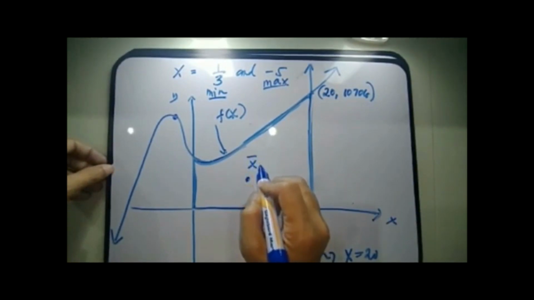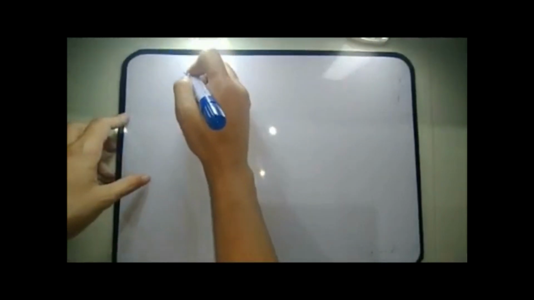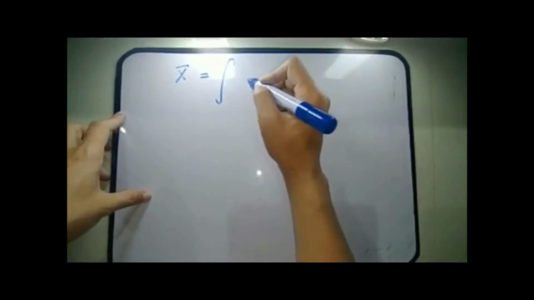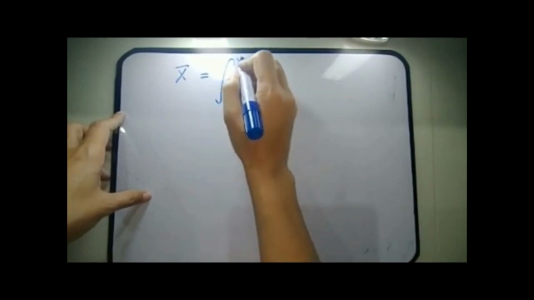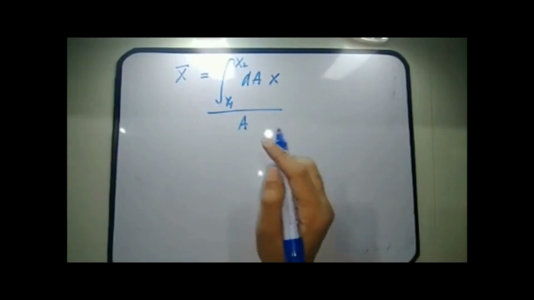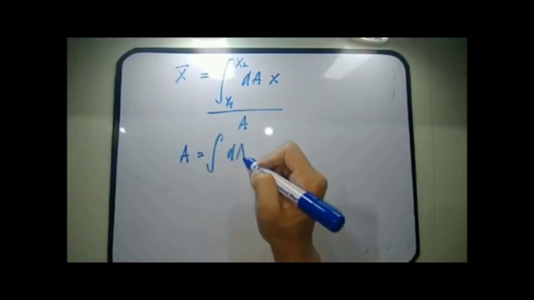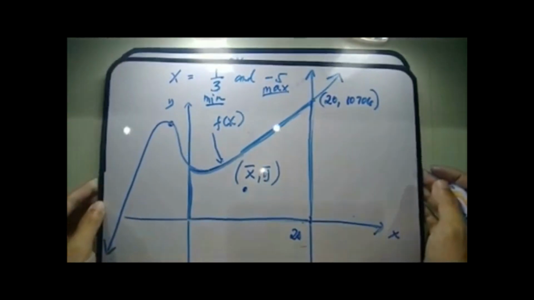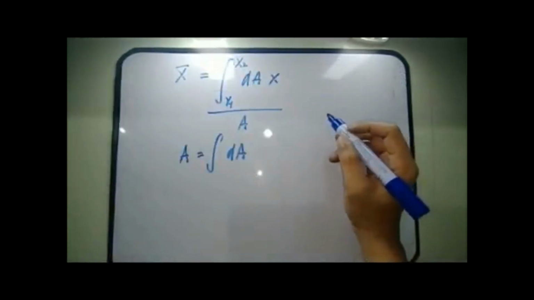You have here x bar and y bar. So, i-apply natin guys yung formula. So, x bar equals, you have here the integral of differential of a times x from x1 to x2. So, that is vertical rectangular strip all over a. You have the area natin is the integral of differential area. So, kunin natin guys yung differential area. So, kumuha tayo ng rectangular strip. So, that is a vertical rectangular strip.